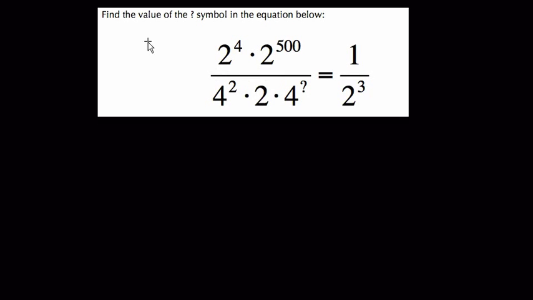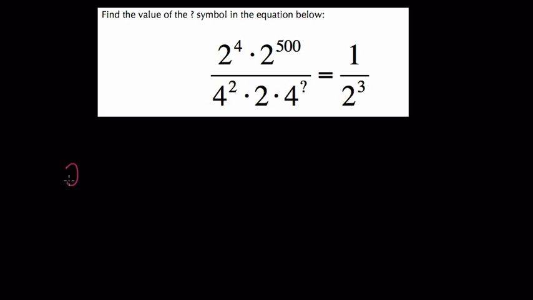Okay, our goal here is to find the value of the question mark symbol right here in the equation below. So our answer should be 1 over 2 to the third, which is 1 over 8. So how can we get that? Well, 2 to the fourth and 4 squared. What's going to happen right there?